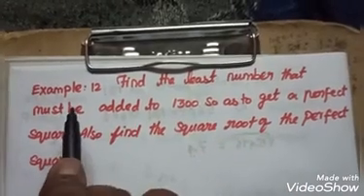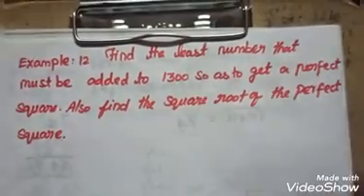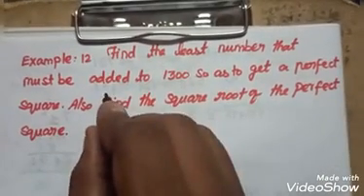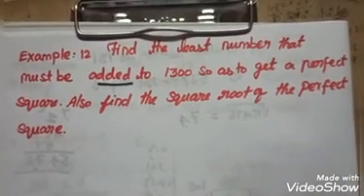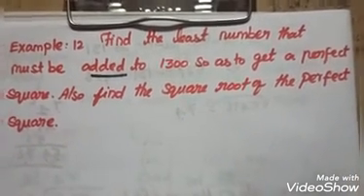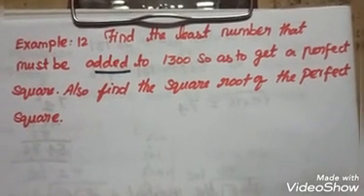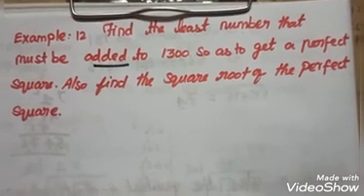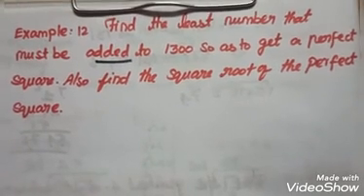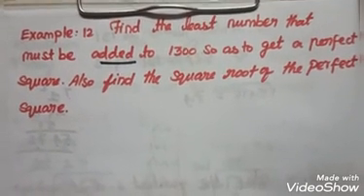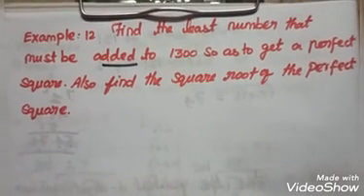Example number 12 is also the same. Find the least number that must be added. In the previous one, what did we take? Subtract. Here we must find what to add. So subtract means what we have to do? The remainder, directly you go and subtract. You get the answer. So subtraction means you must subtract the remainder. Addition means you don't add the remainder. You must go to the next square number.